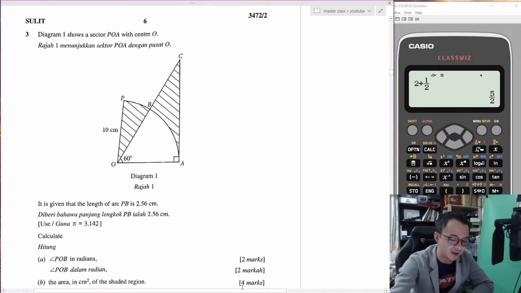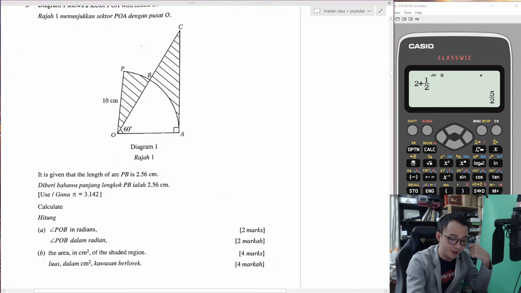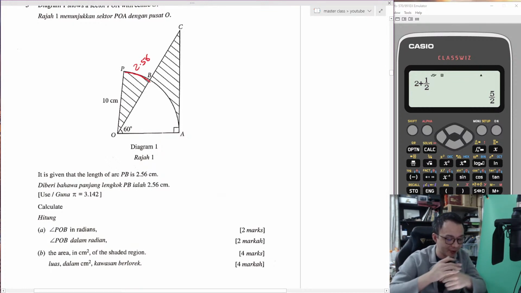So this is a sector with a center O. It's given that the length of the arc PB, from P to B, is 2.56. Then they ask us to find angle POB, what this angle is. So just use the arc length formula. This is the bonus mark.